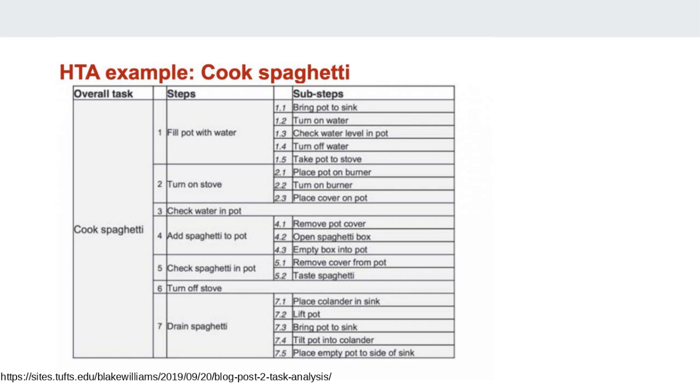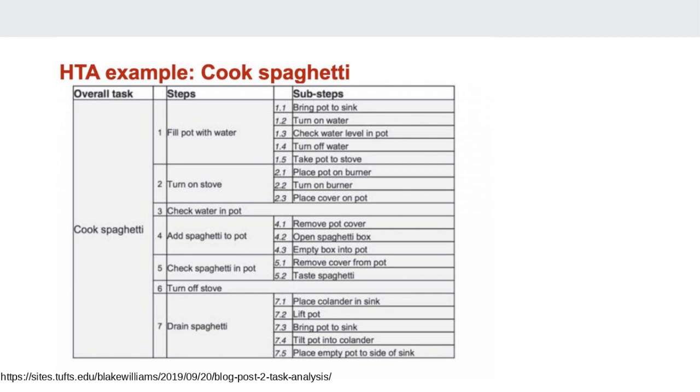Fill the pot with water, turn on the stove, check the water in the pot, add spaghetti to the pot. Then you're going to check the spaghetti in the pot. Then you're going to turn up the stove. Then you're going to drain your spaghetti. So if we want to automate this, then you will need to know the steps and see how do we move, and then how do we automate if we could, right?